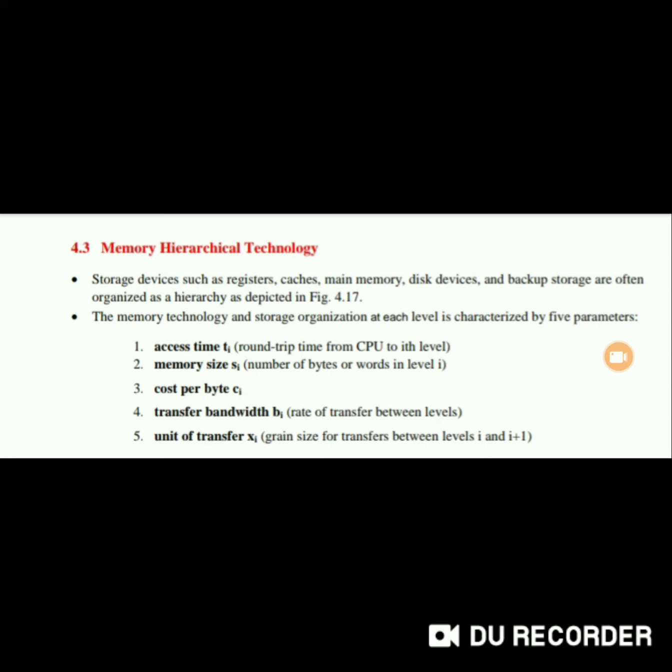The first one is access time Ti, the second one is memory size Si, cost per byte Ci, transfer bandwidth Bi, unit of transfer Xi. Access time represents the round trip time from CPU to the ith level, and memory size represents the number of bytes or words in level i. The transfer bandwidth gives the rate of transfer between levels, and unit of transfer gives the grain size of transfers between level i and i plus 1.